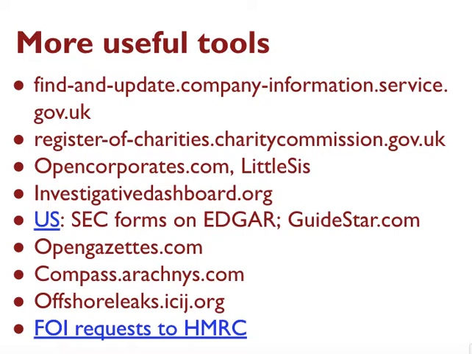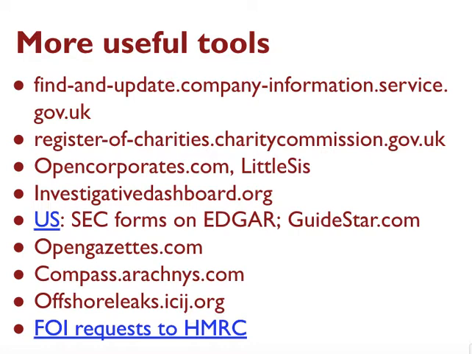Other useful tools that you can find, I've listed Companies House in the first address there and the Charity Commission in the second. But in addition to those, you have Little Sis, which is a website that collects information about corporate relationships. You have Open Corporates as well, which is a kind of open data version of company registers, not just Companies House, but company registers all over the world. You can use Open Corporates to look for companies in dozens of different countries. And there are some other resources there as well, which provide different sources of information on companies.